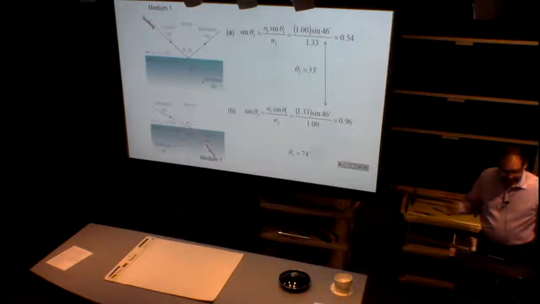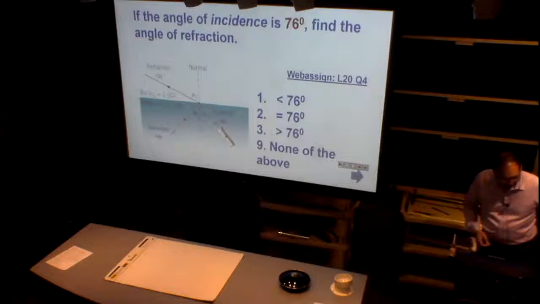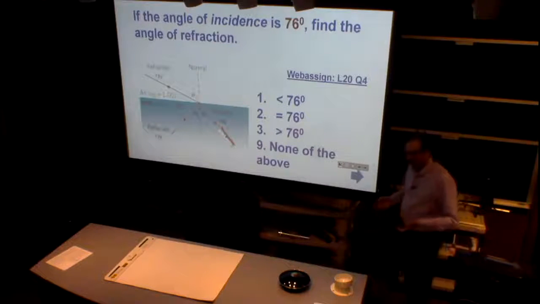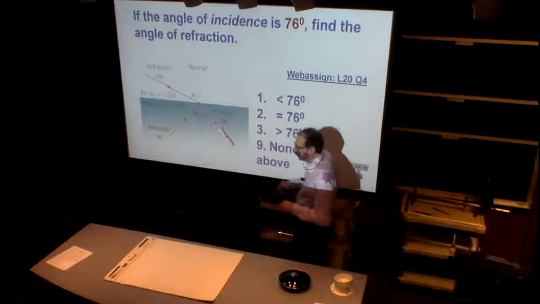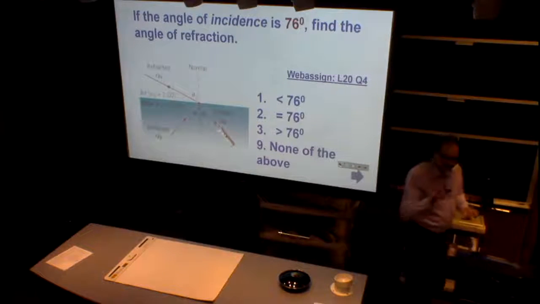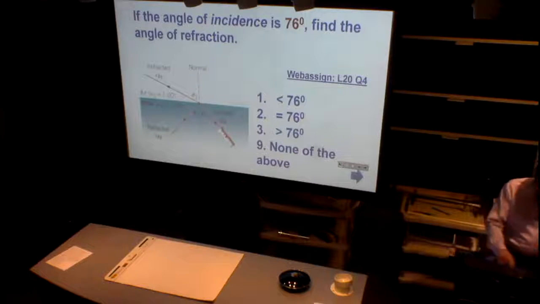And now a question. We keep the same two media. Medium number one is water. Medium number two is air. But we changed the angle of incidence from 46 degrees to 76 degrees. So you have to take a calculator, replace the number 46 with the number 76. If you have a fancy calculator, you can erase 4, replace it with a 7, and see what's going to happen.